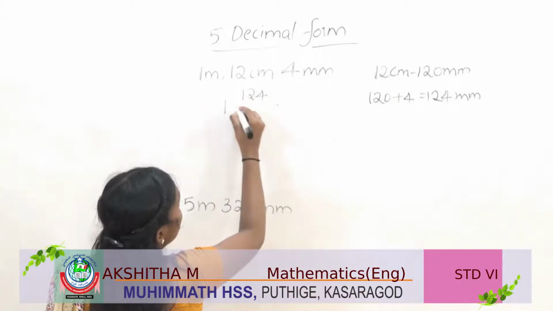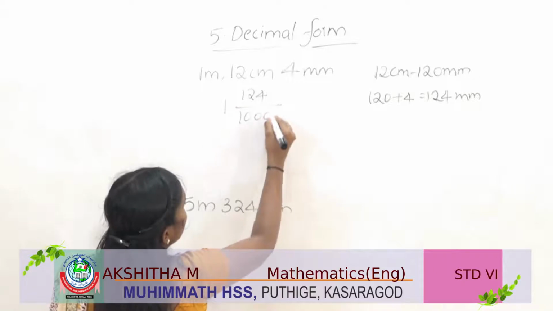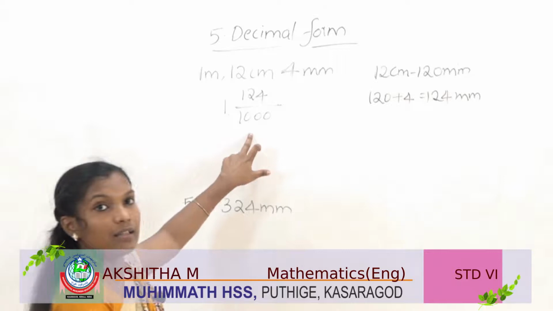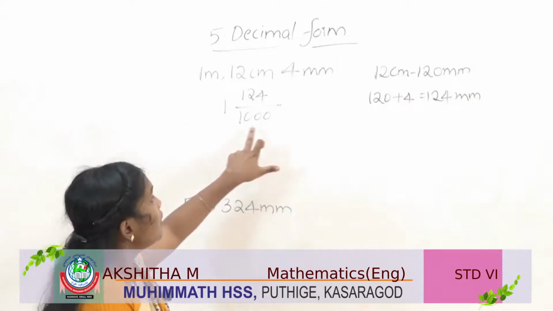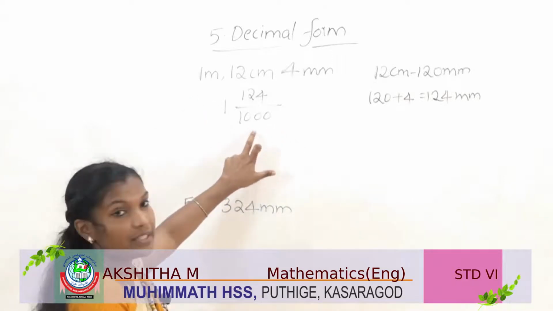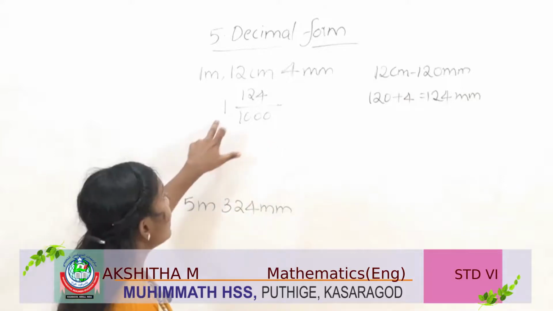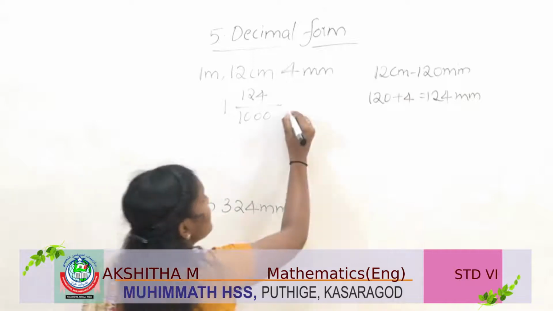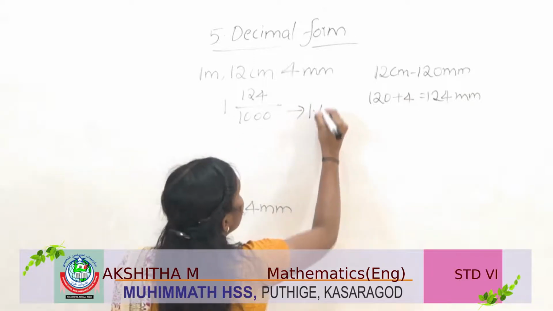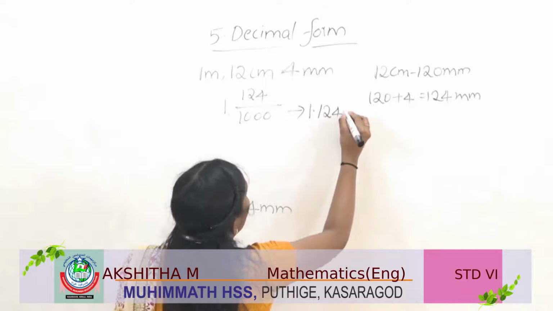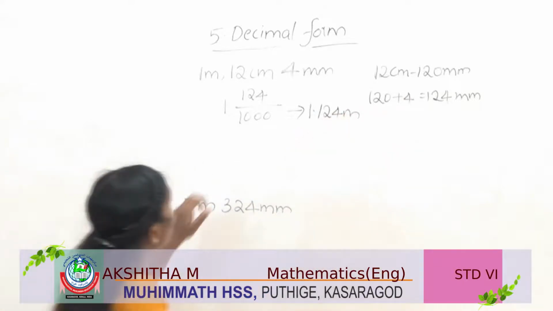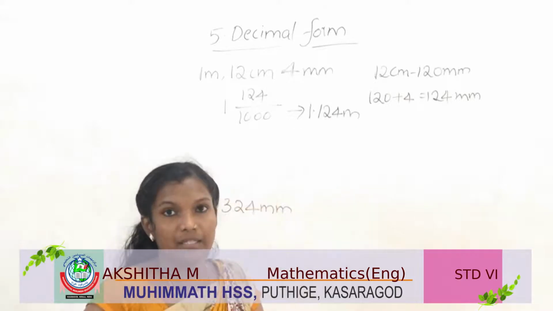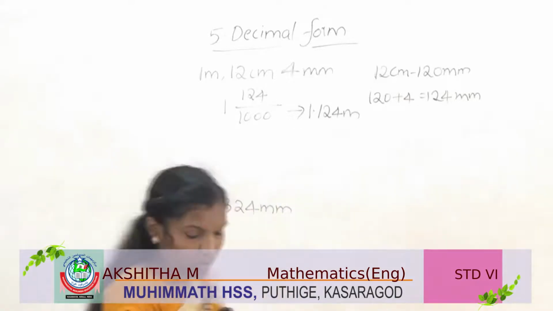So its fraction we can write 124 by 1000. Millimeter in meter, we should write here 1000. So 124 by 1000. So its decimal form is 1.124 meter. Look at the next one.